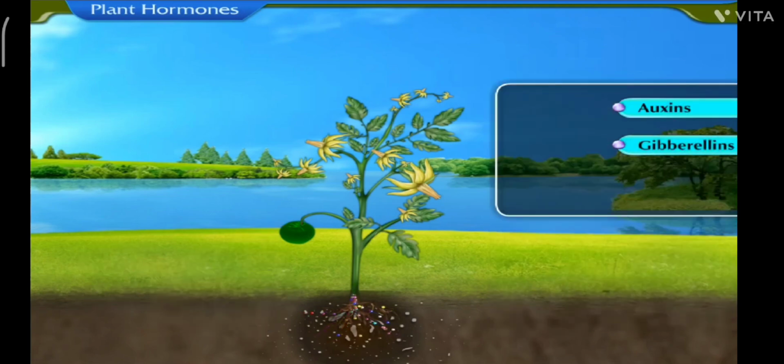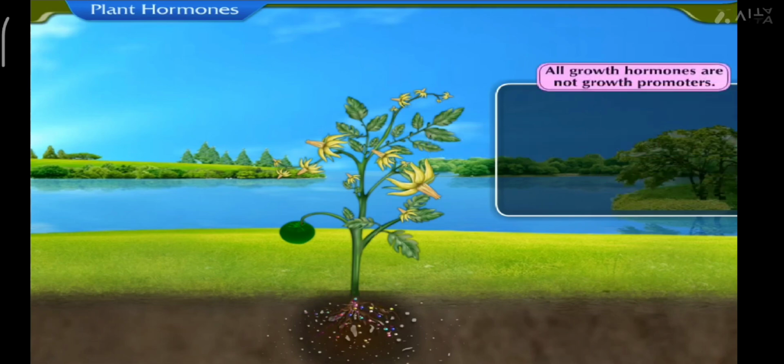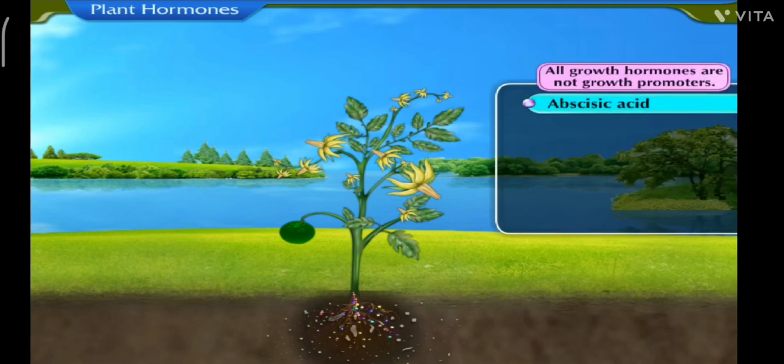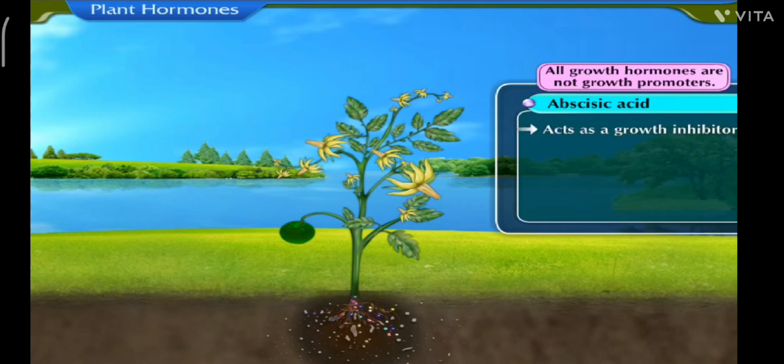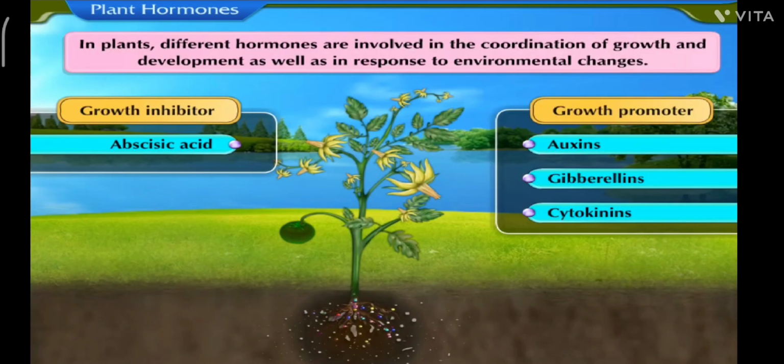Auxins, gibberellins, and cytokinins help in promoting growth of plants, but not all plant hormones are growth promoters. Abscisic acid is a plant hormone which acts as a growth inhibitor. Its activity slows down or inhibits growth of plants. Its effects include the wilting of leaves, falling of fruits, etc. In plants, different hormones are involved in the coordination of growth and development as well as in response to environmental changes.